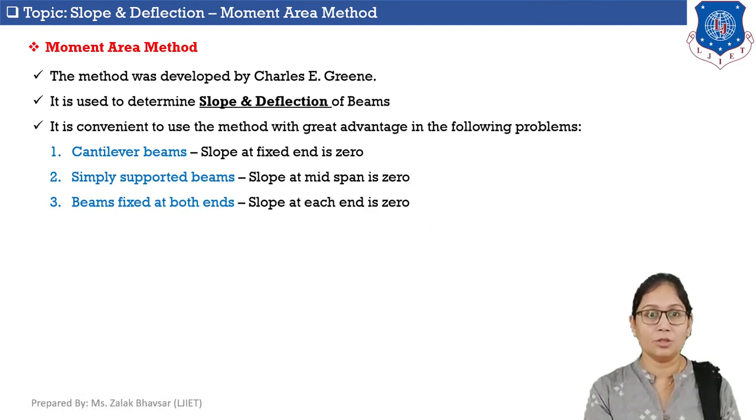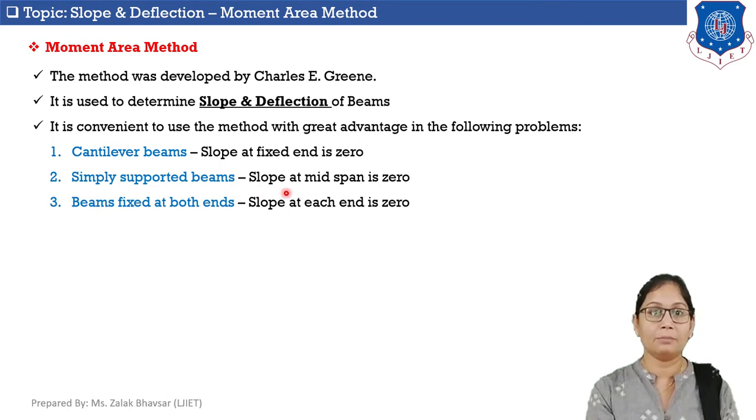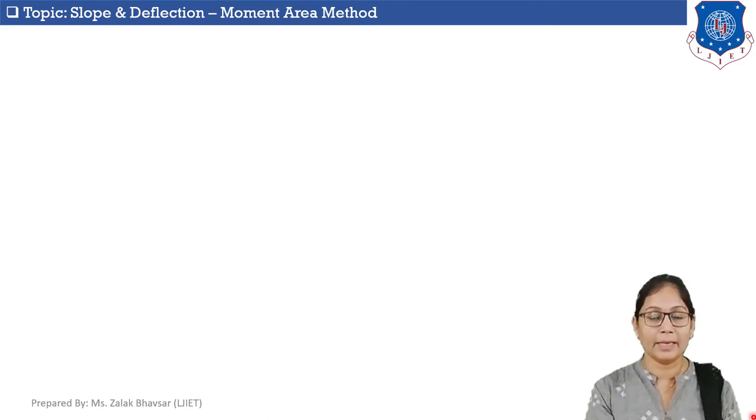Moment area method is used to determine slope and deflection of a beam and the method was developed by Charles Green. The method is most convenient for a cantilever beam in which slope at the fixed end is 0. It is also convenient for a simply supported beam in which slope at mid-span is 0, and beams fixed at both ends in which slope at each end is 0. Now, moment area method is based on moment area theorem 1 and 2, which was developed by Mohr. So, let's discuss moment area theorem.